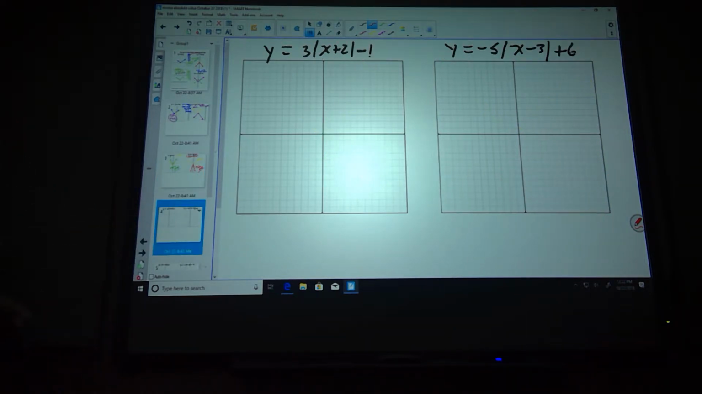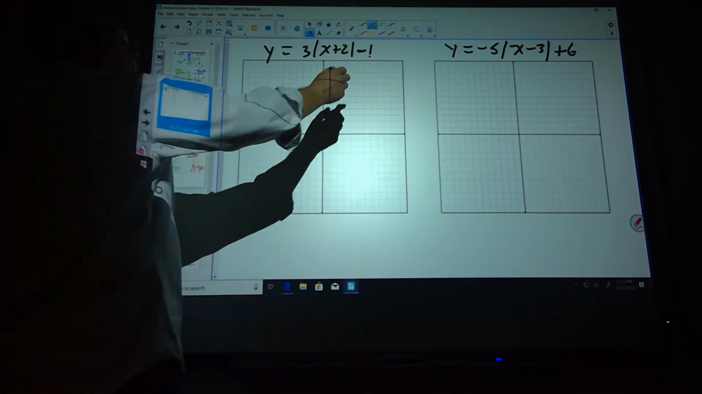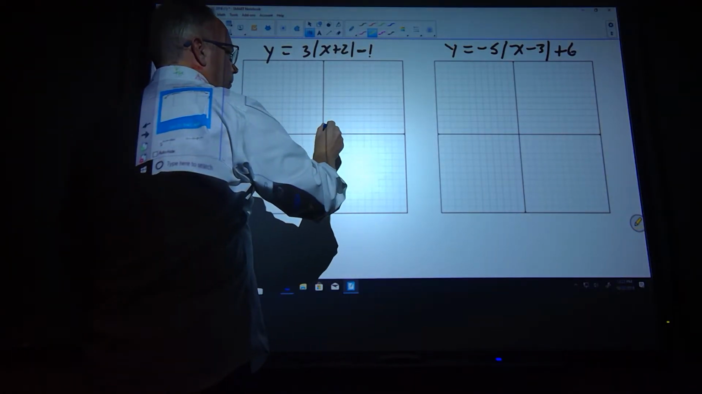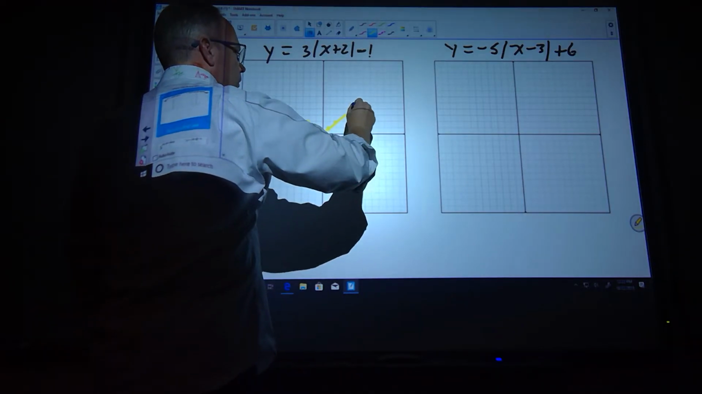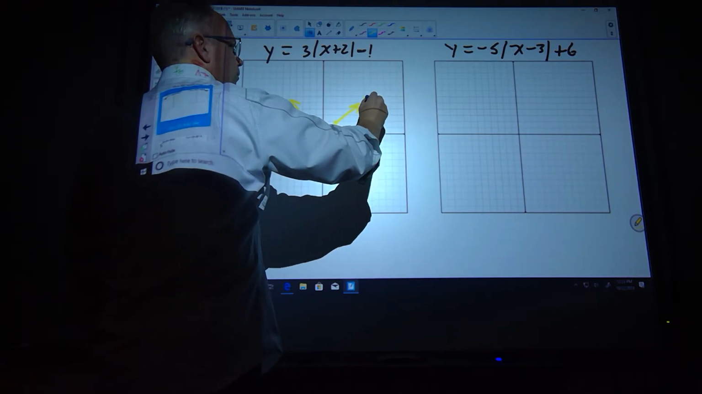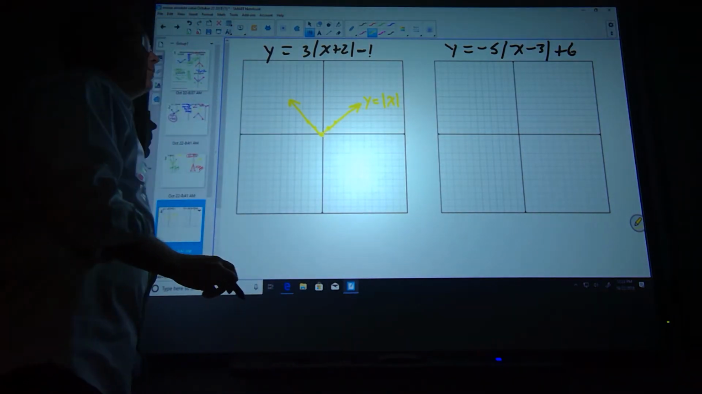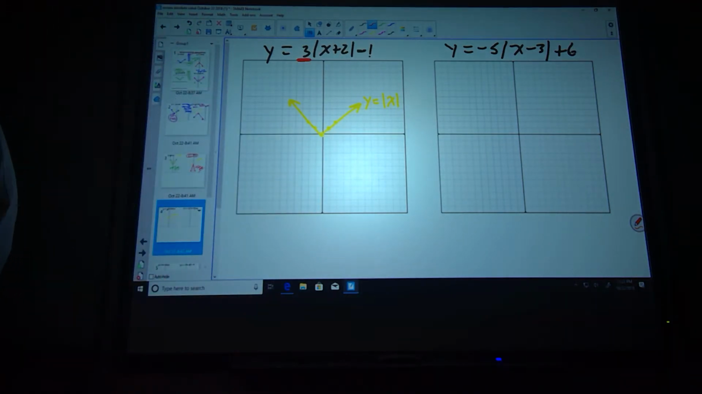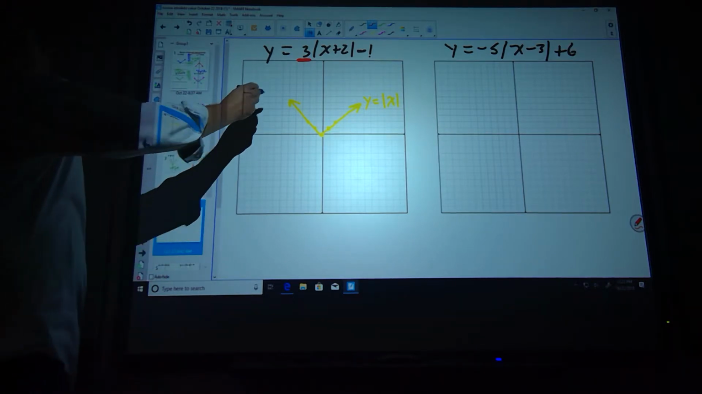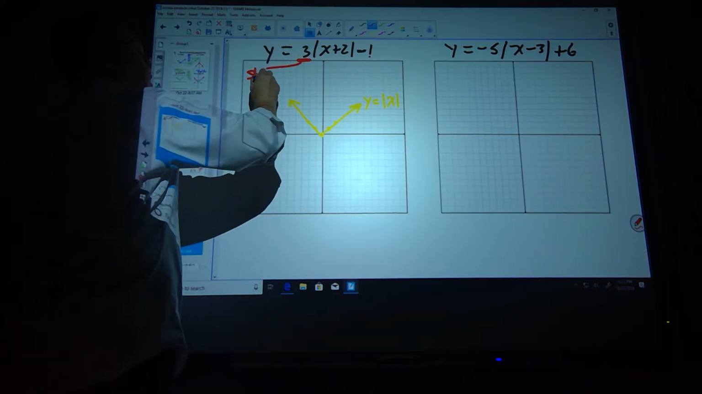All right, let's see if we can combine a few things. All right, so I'm going to draw my parent function in here. This is the most basic absolute value. Okay? So, let's take that 3 out front. What should that 3 out front do? Make it steeper, make it fatter, shift it right, left, up, down. Steeper. Okay, so steeper. Is that okay?